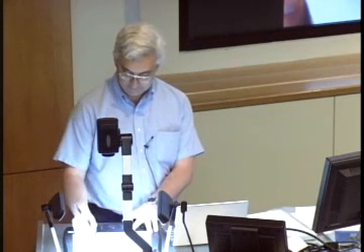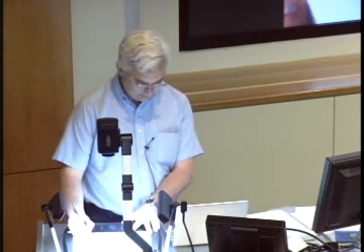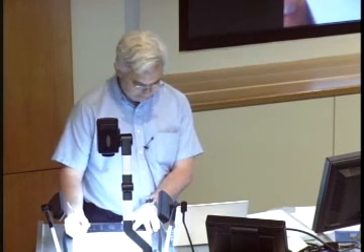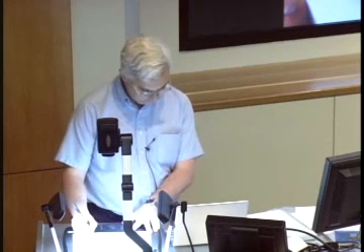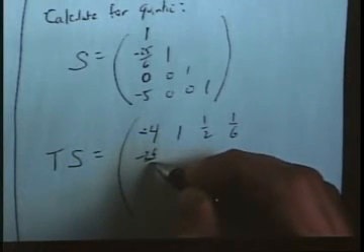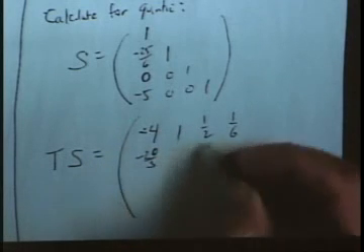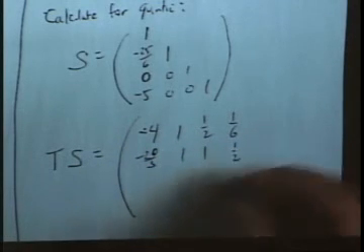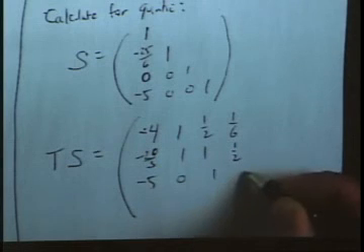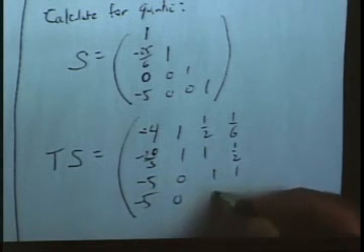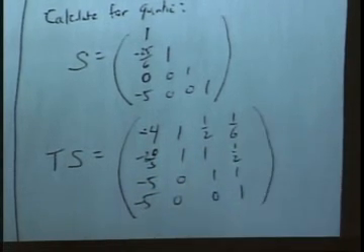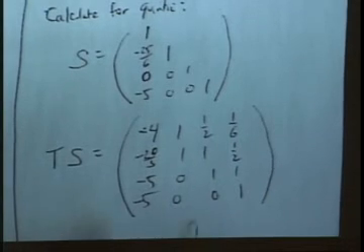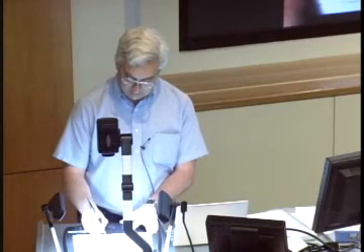He said, let's calculate T times S. Don't ask me why he thought of doing this. So you calculate T times S, and here is the very explicit answer: 20 thirds, 1, 1, 1 half, minus 5, 0, 1, 1, and minus 5, 0, 0, 1. So there's T times S. And then you observe that T times S raised to the 5th power is equal to the identity.